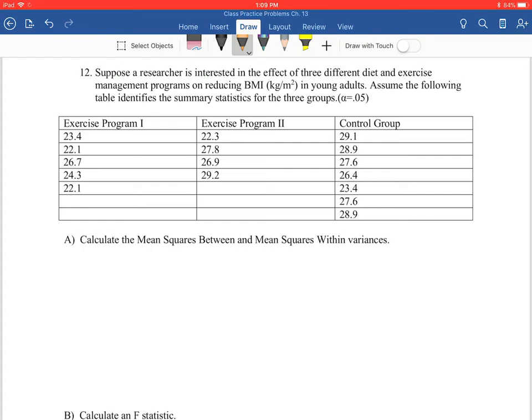Let's get going. That last video was a little longer, so it may be cut off in certain areas. So I'm going to try to do the same thing for 12 and 13, but a little quicker so the video is not as long.